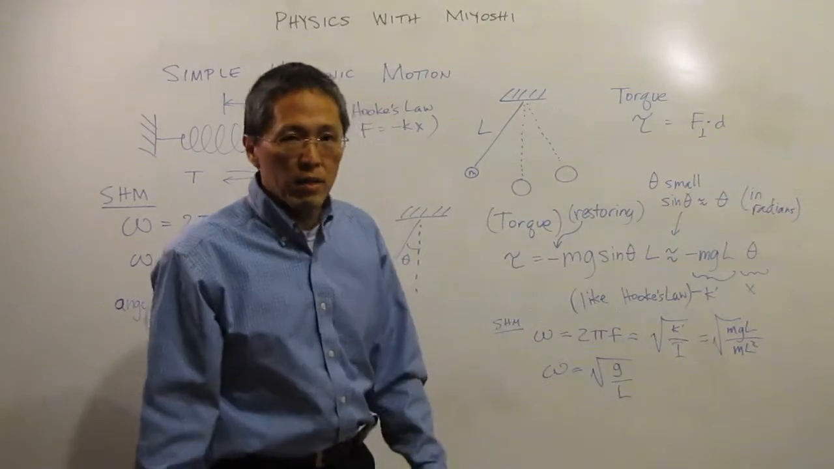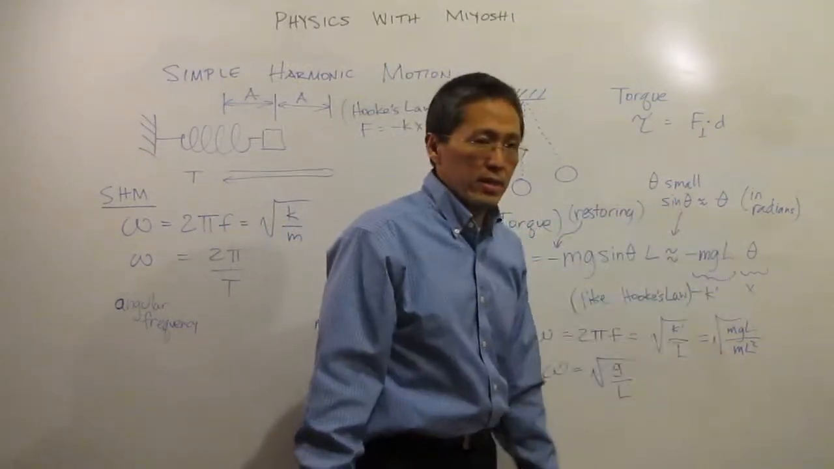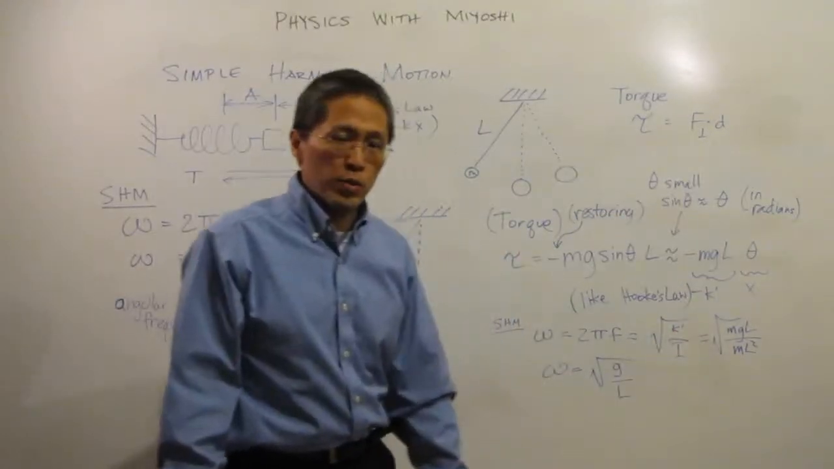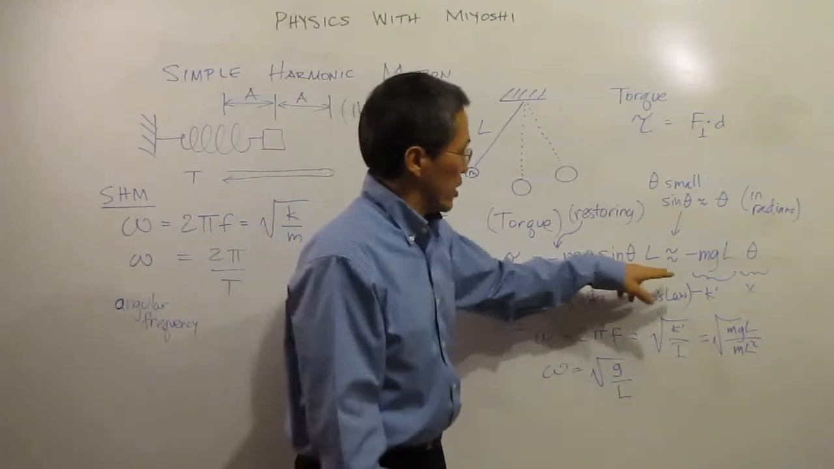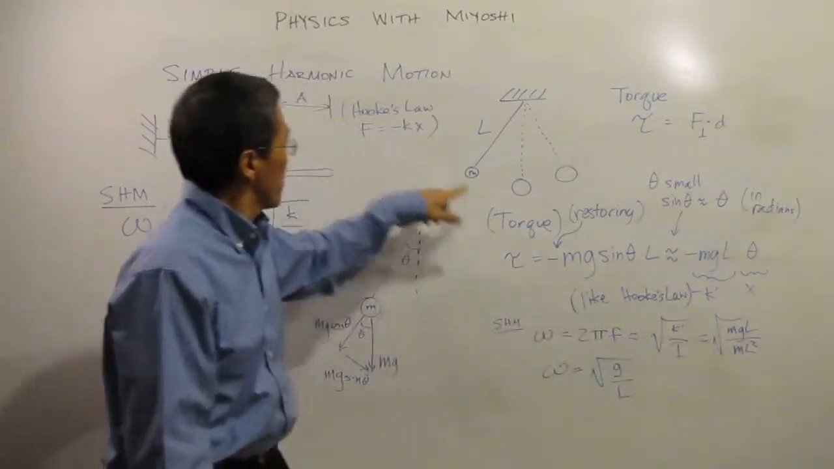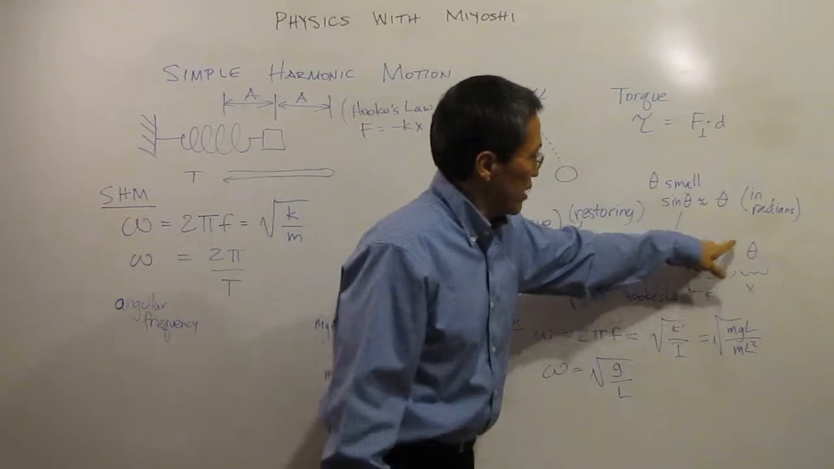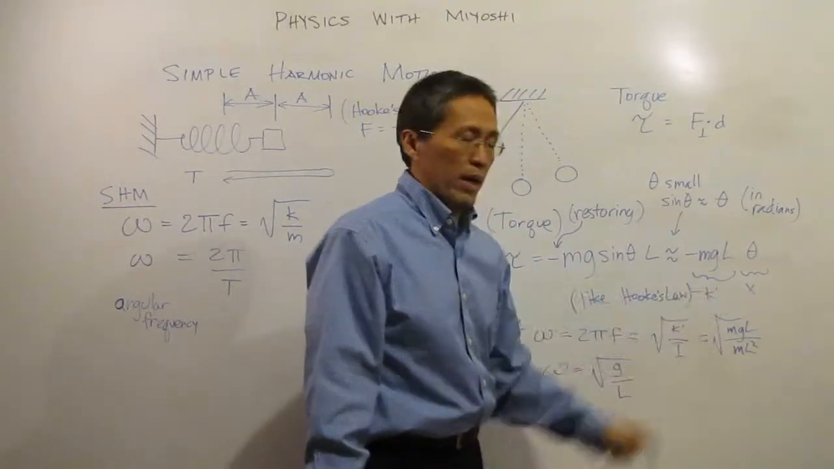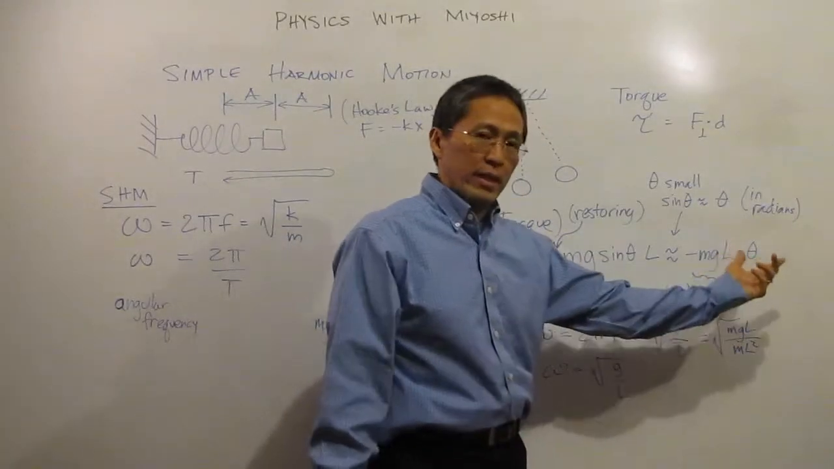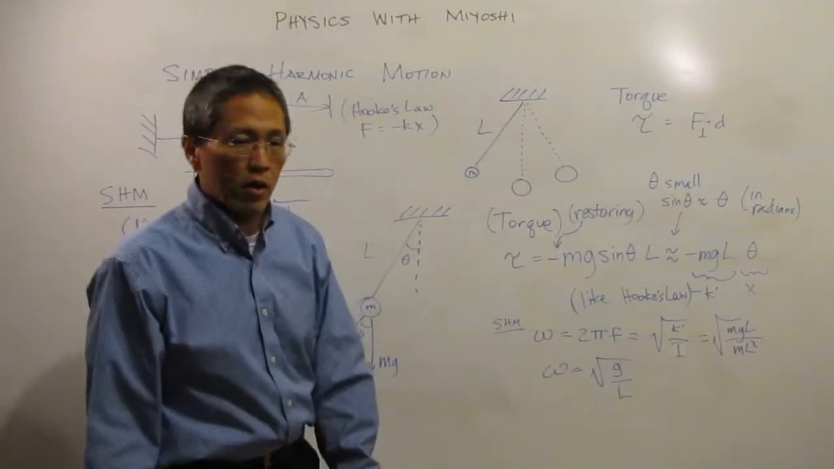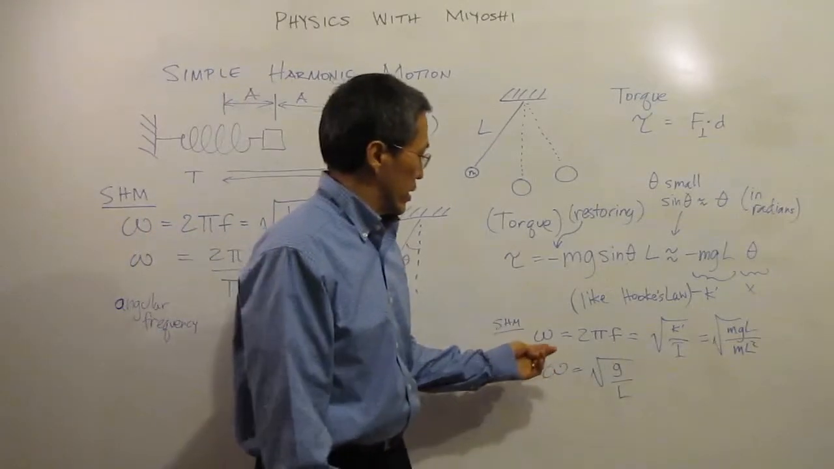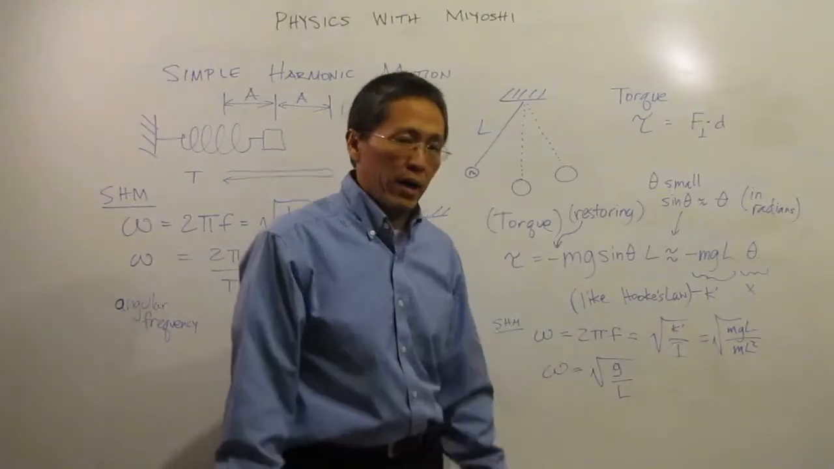Well, with a small angle theta, as long as theta is in radians, the sine of theta is approximately equal to theta. So our torque can become negative mg L times theta. And if you think about Hooke's law, it looks very similar to that. We can consider this negative mg L to be k prime, or something like k in Hooke's law. And this theta, again in radians, we can consider to be like our x in the Hooke's law equation.